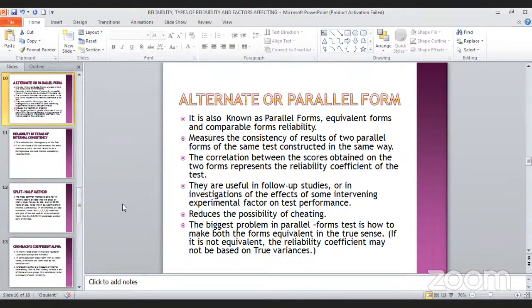Then we have to administer one of the parallel forms of the research tool on a representative sample of the population, and then after a reasonable time gap, we have to administer the second equivalent form. And then we have to compute the correlation coefficient between the scores obtained from each of these equivalent forms in order to check the reliability. Is it clear?